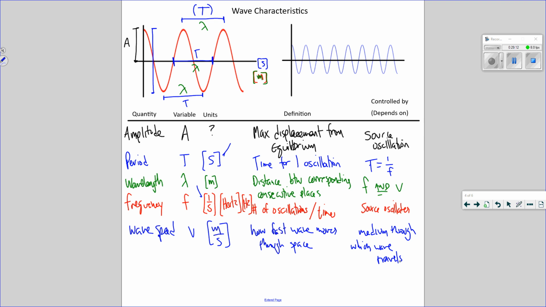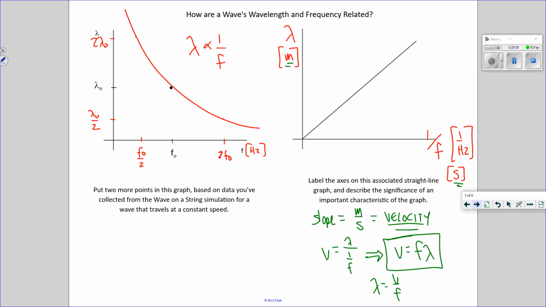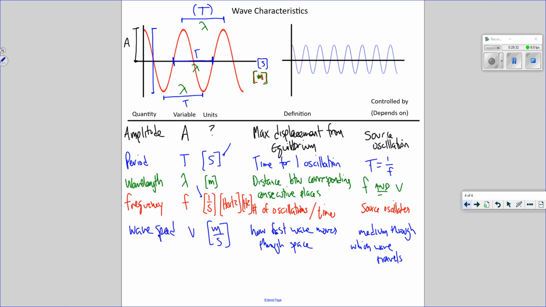So remember, the only way to change our wave speed was to change the tension on that string. Well, that's changing the nature of the medium through which the wave travels, right? In that case, the wave travels through the string, on the string. And if we change the nature of the string, we can change the speed at which the wave travels. Okay? All right.